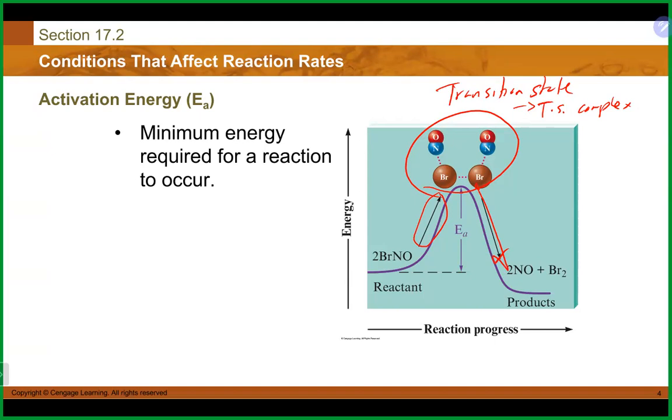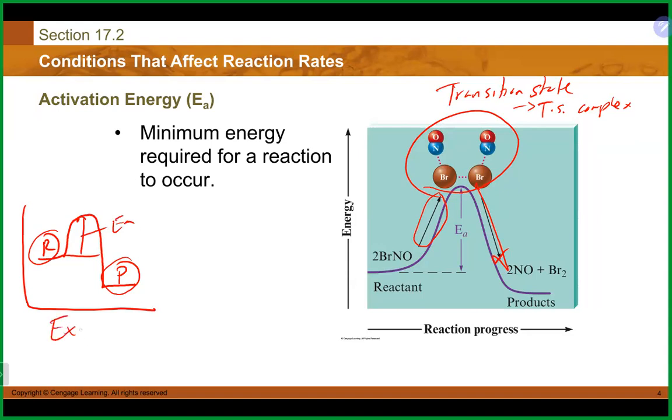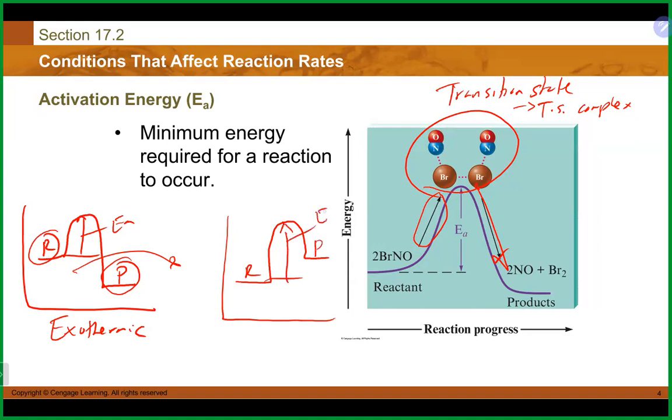to make our products. Also a reminder, when we look at these energy diagrams, where we have reactants higher in energy than our products, that is exothermic. Energy is being given off. And when we look at an energy diagram where our reactants are lower in energy than our products, with our activation energy, that's an endothermic process. Energy has got to be put in to do that.